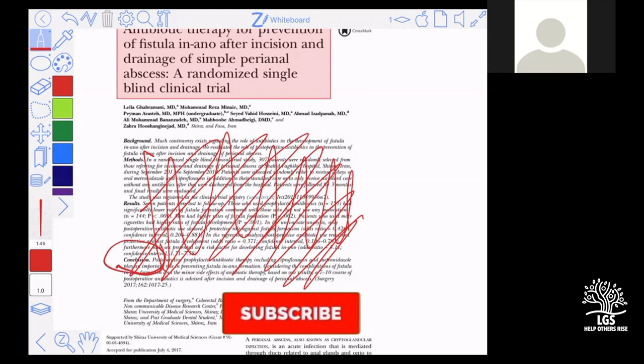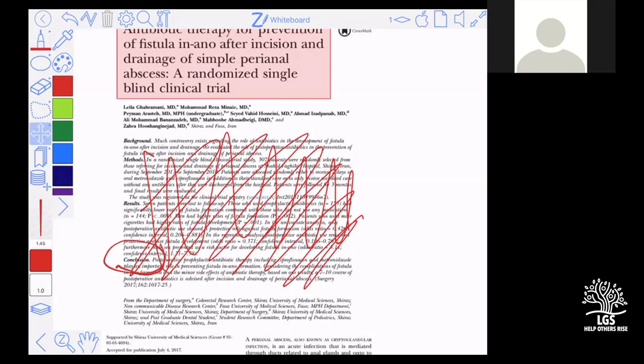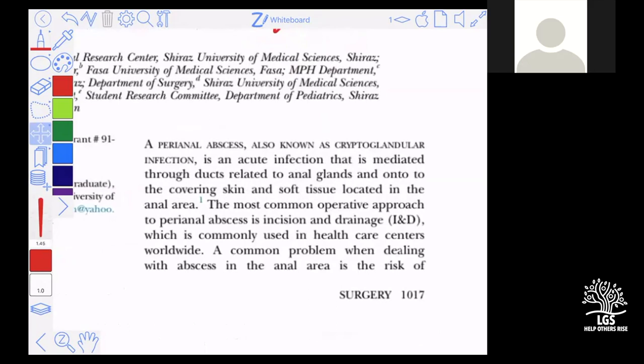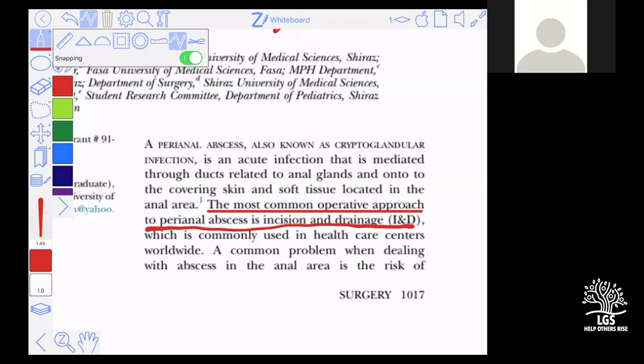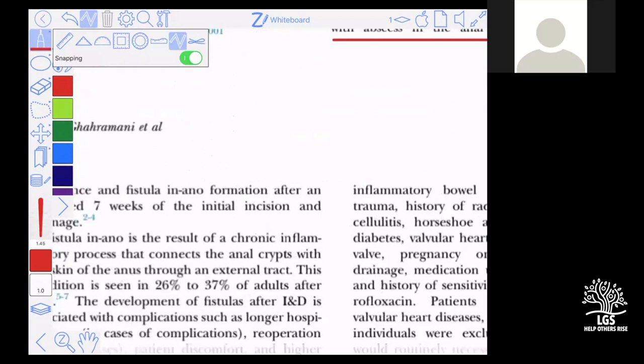And what we also said you need to do is that instead of that, read the introductory paragraphs. And when you read the introductory paragraphs, as we see here in this paper, what we're interested in is just this. It says the most common operative approach to perianal abscess is incision and drainage. But a common problem when dealing with abscess in the anal area is the risk of recurrence at about 7 weeks, okay?